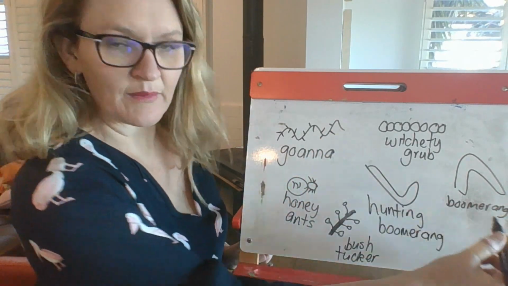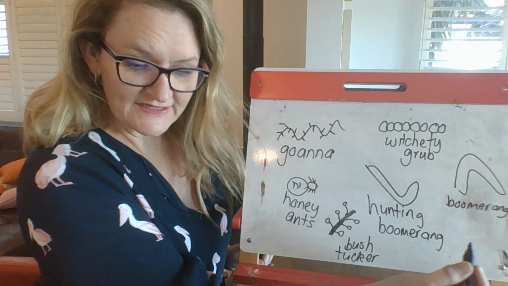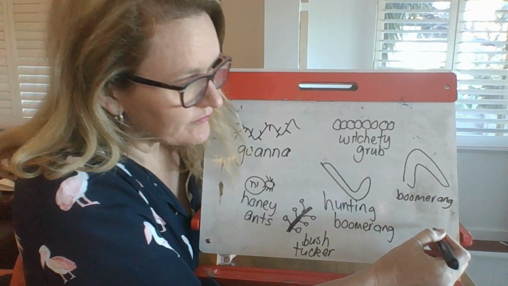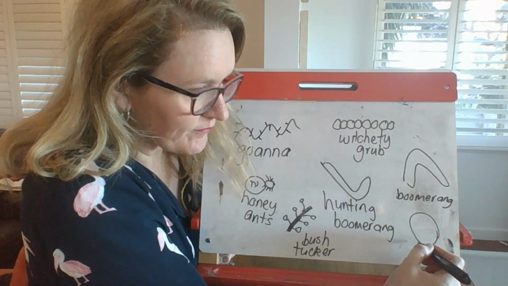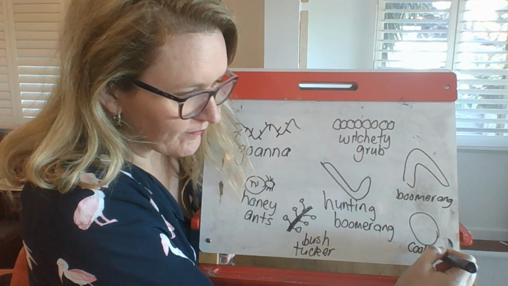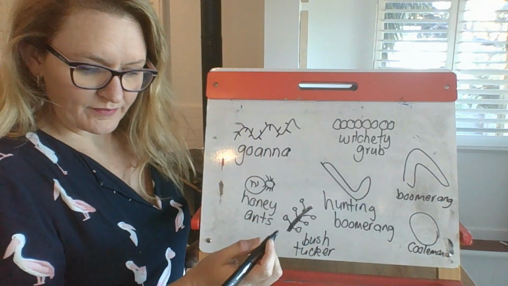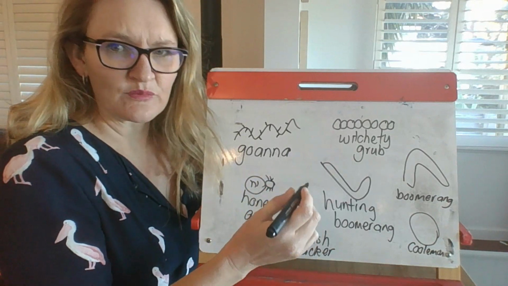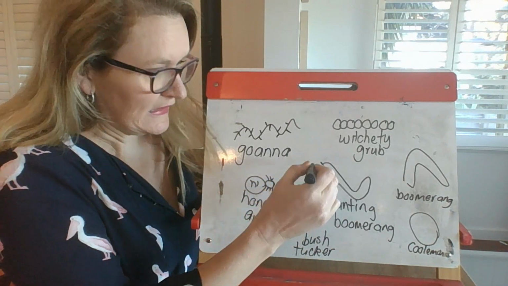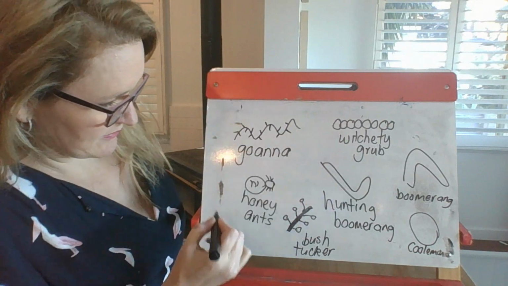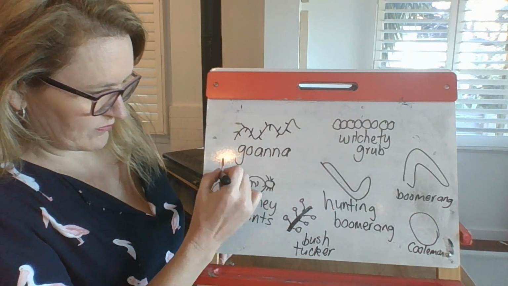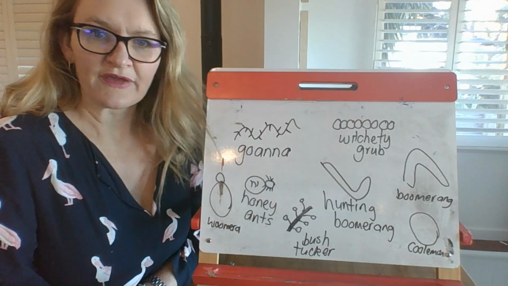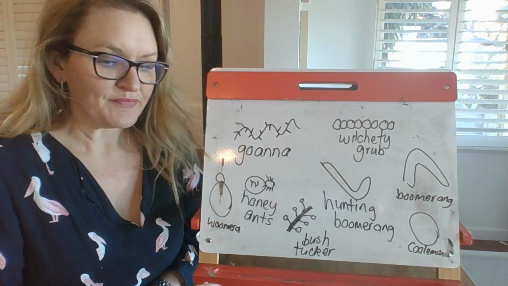Running out of room here, but a coolamon, which is a dish that holds their bush tucker. And also a woomera, which, the symbol doesn't look like it, but it's another spear. I'll do it over here. So thank you very much for those, Xander.